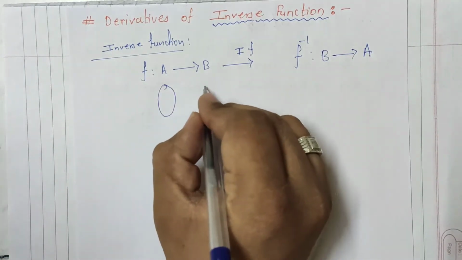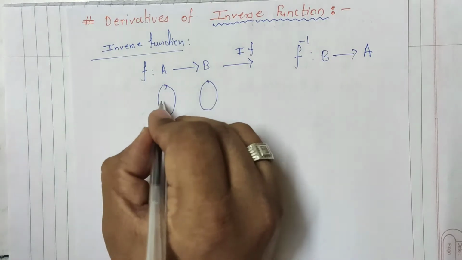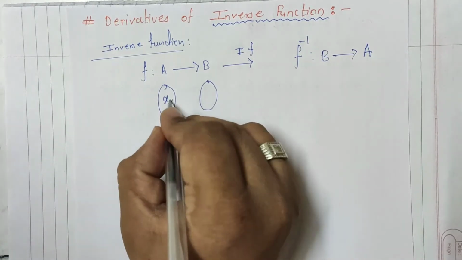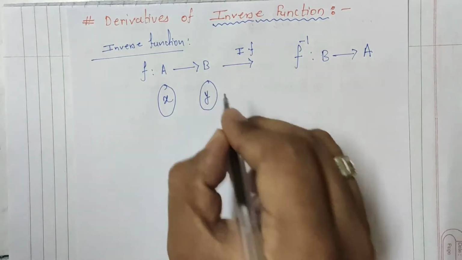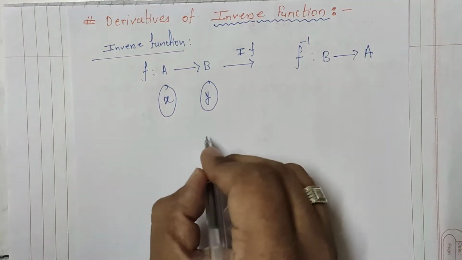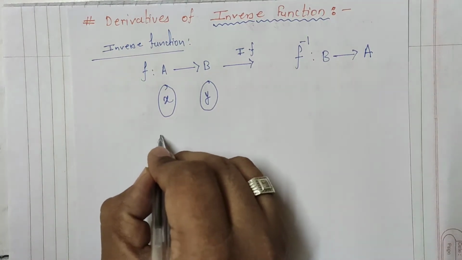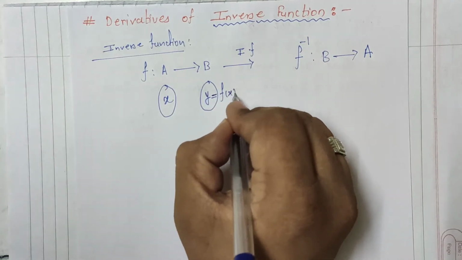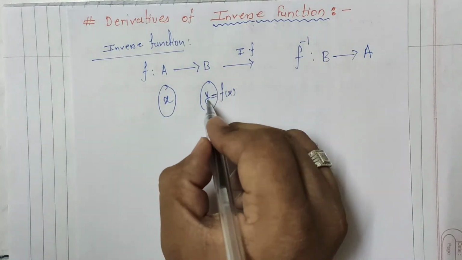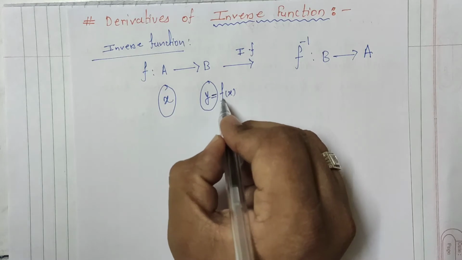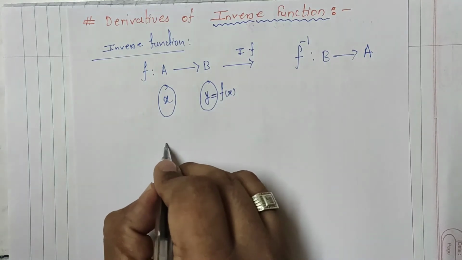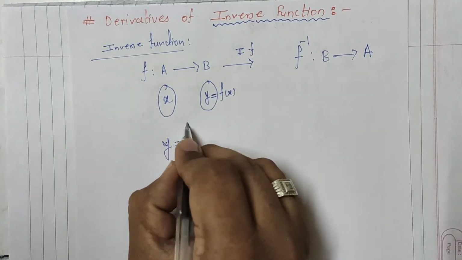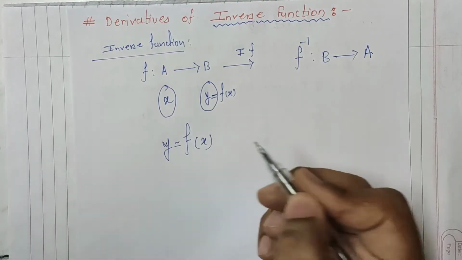Suppose this is set A, and here set B. We are taking element x, and its image is y. We get y is equal to f of x, which means that y is the image of x under function f, and it is denoted by y is equal to f of x.